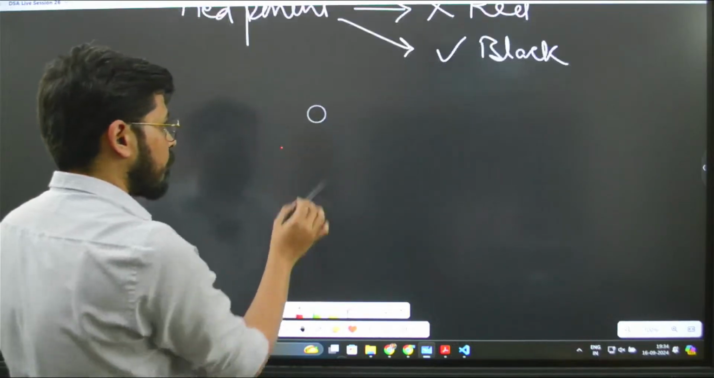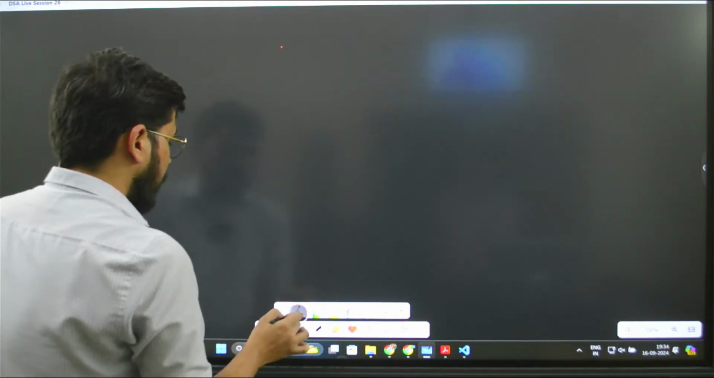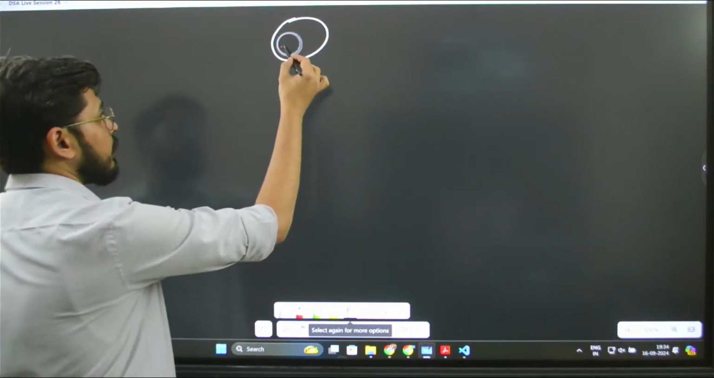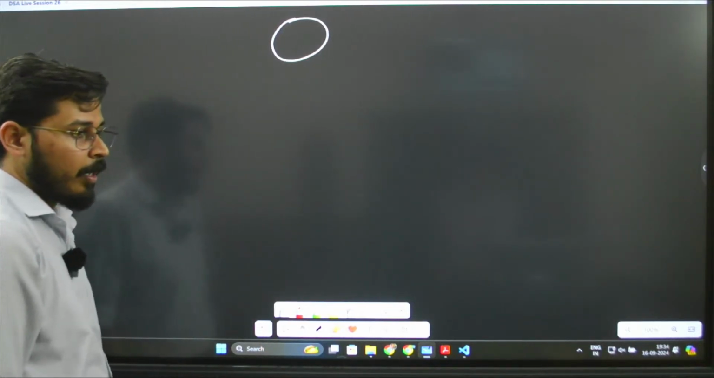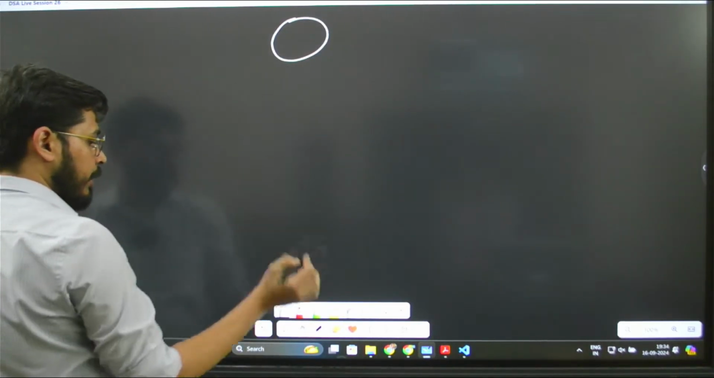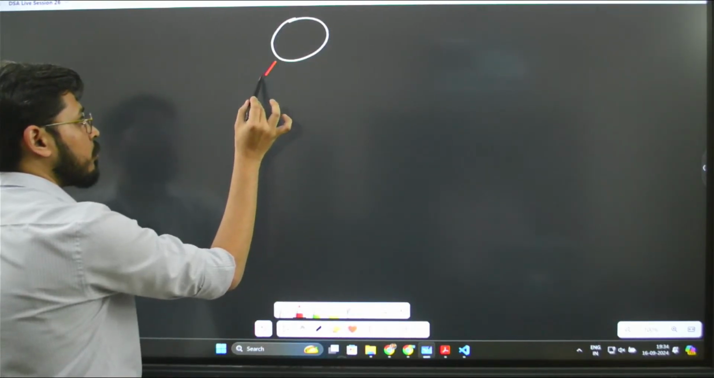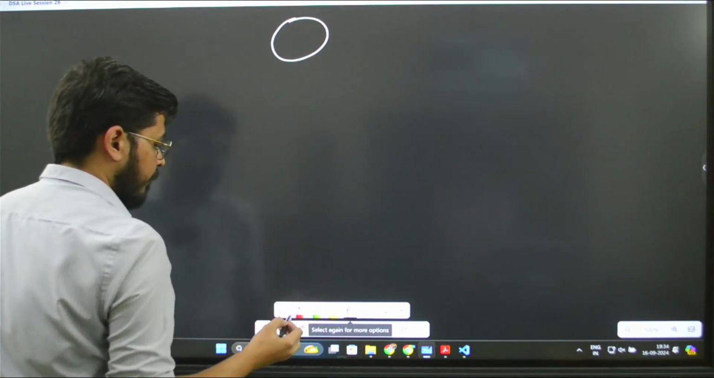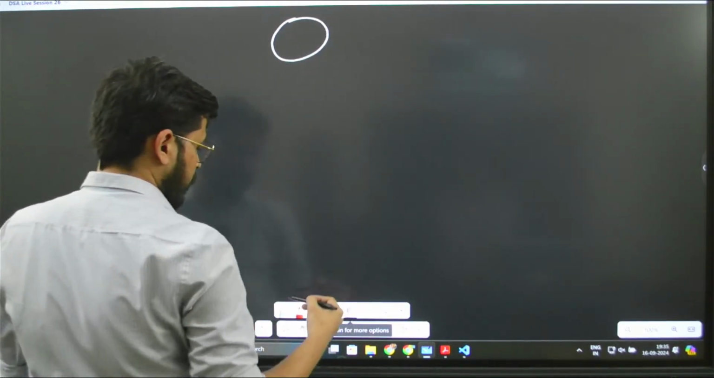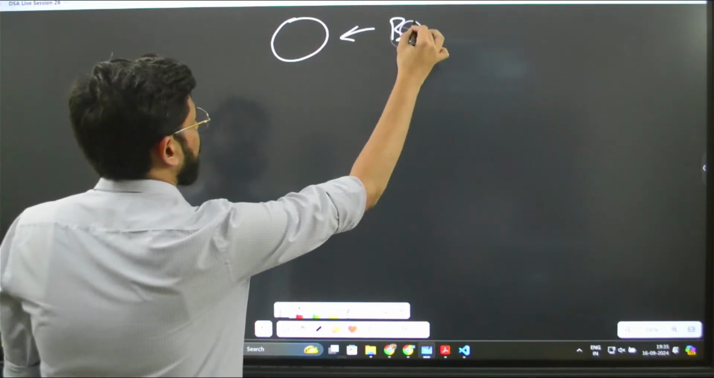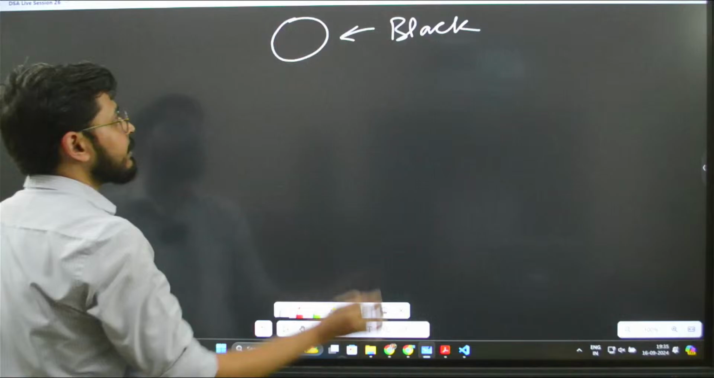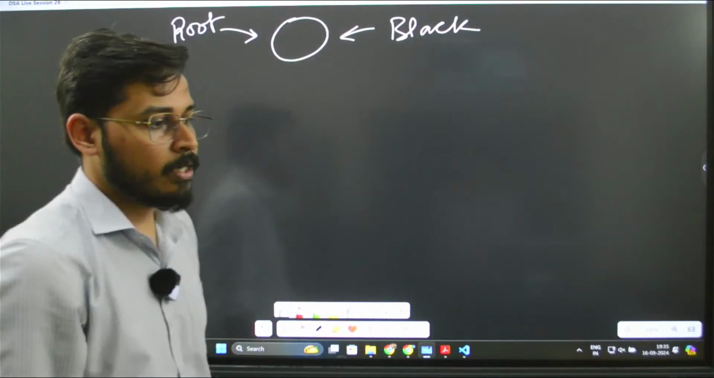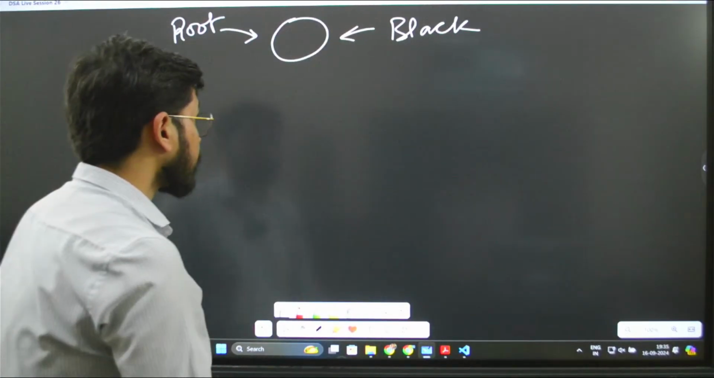Basic things. Talking about the basic stuff, let us see. We have a tree. This is a black node. This node later on can have 2 children. Let us start from here. Let us say this is a black node, which is actually the root. As I told you, the root is always black.